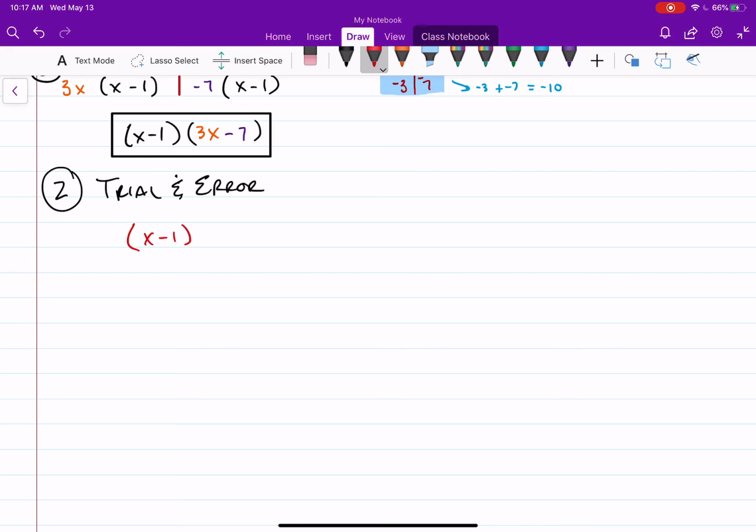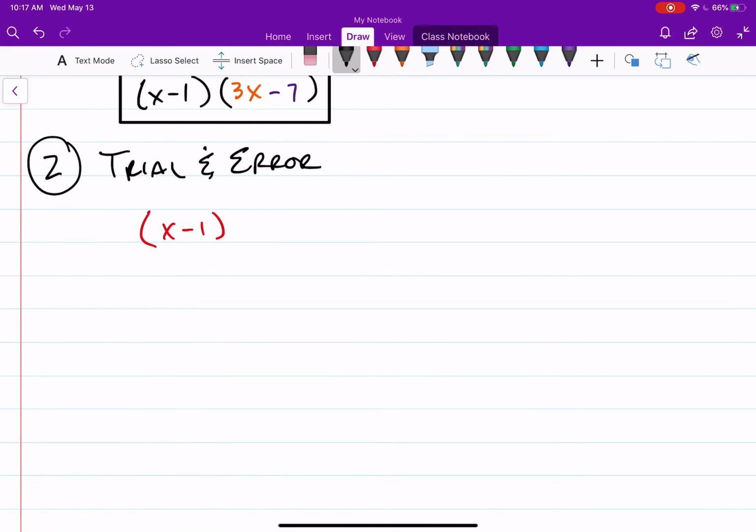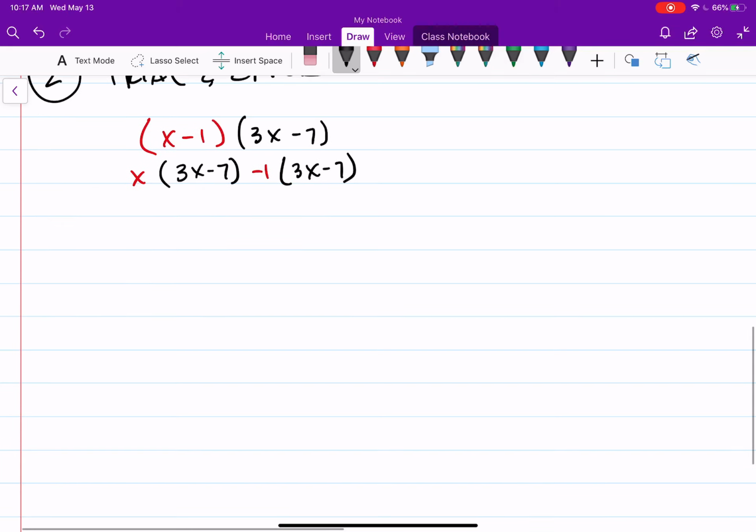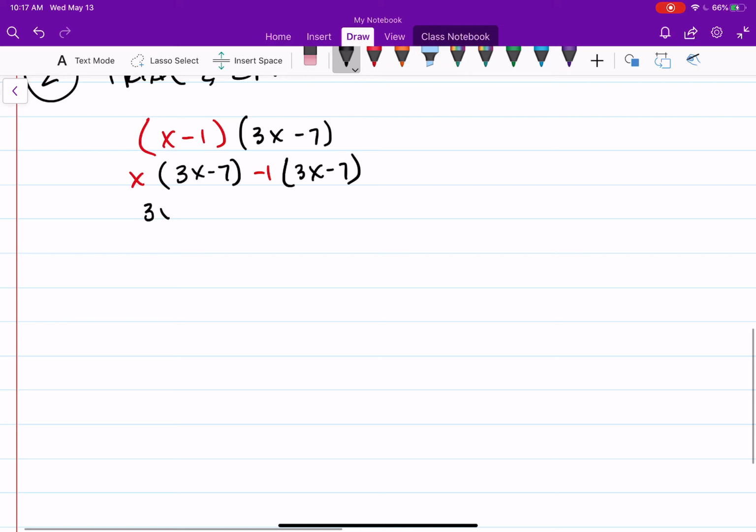So if I was to take this and go back to multiplying, what I would have is the x minus 1 times the 3x minus 7. And I would tell you to double distribute, so you had the x times the 3x minus 7. And then you had the negative 1 times the 3x minus 7, okay? And then you would distribute. So I'll have a 3x squared minus 7x minus 3x minus 7.